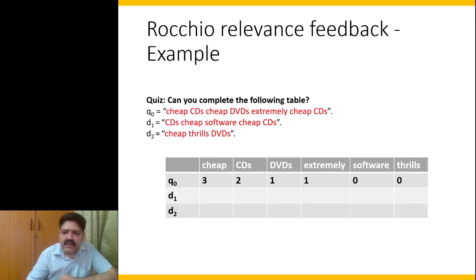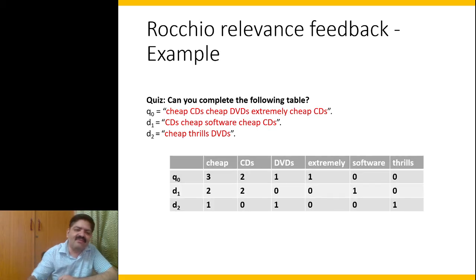The next objective ahead of me is to compute D1 and D2. You should pause the video here and fill this in yourself. When you are done, press the unpause button. Let's look at this. So we have D1 and we have D2. D2 is cheap thrills DVDs, so we have cheap thrills DVDs.